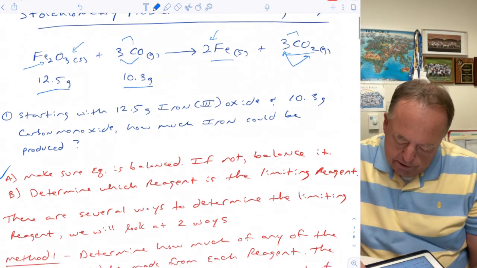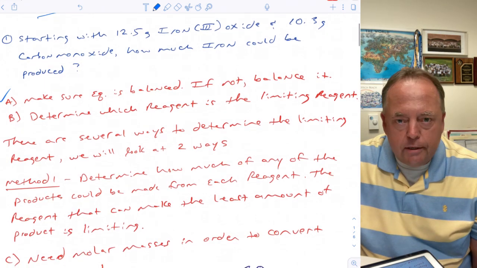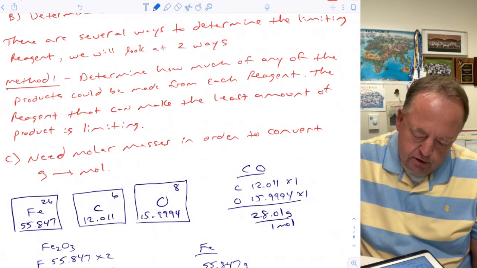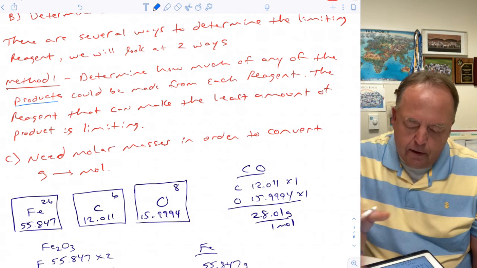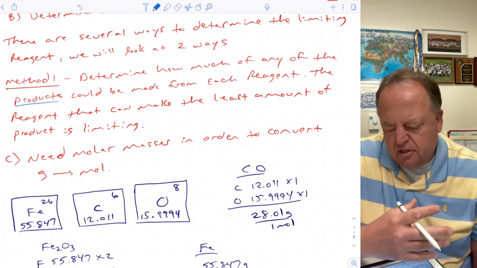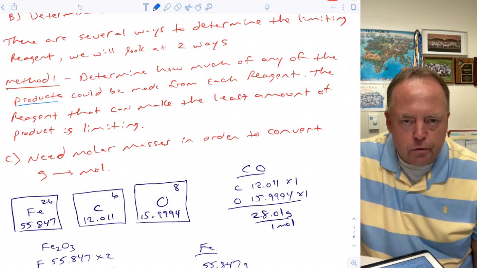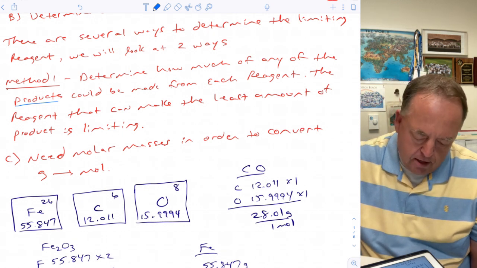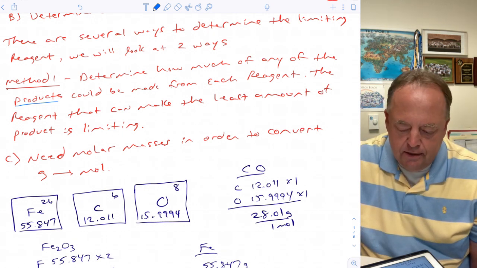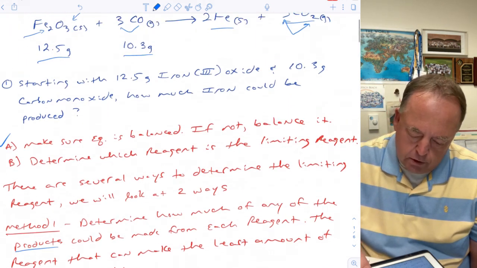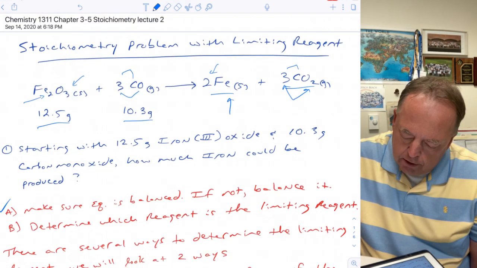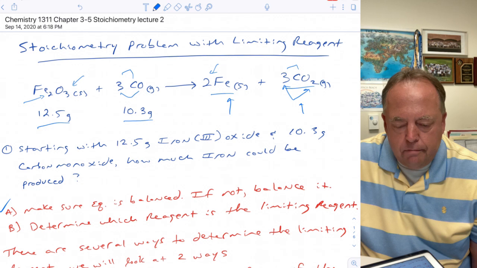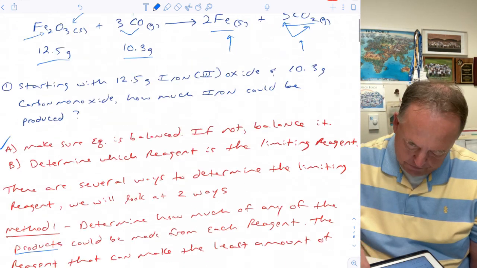Okay, so there are several ways to determine the limiting reagent, and we're going to look at 2 different ways. So method 1: what we're going to do is determine how much product we can make from each of the reagents. In this case, there are only 2 reagents, but you could have reactions with more than 2. The reagent that can make the least amount of product is going to be the limiting reagent. We could look at how much iron you can make, or how much carbon dioxide you can make. It doesn't matter. We're just going to take one of them and figure out how much we could make from both of these 2 starting materials.